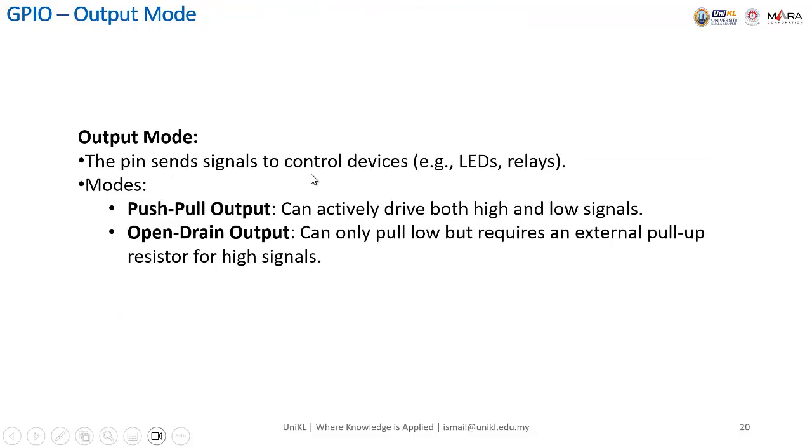And output mode, the pin sends signal to control devices, for example light or relay. And then we can have two modes. Push-pull can actively drive both high and low signal. Open drain output can only pull low but requires an external pull-up resistor for high signal. I will talk about this in detail.